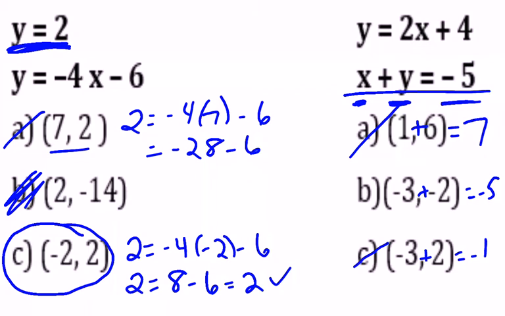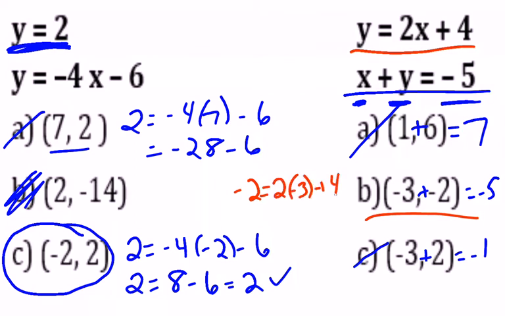And we're just going to double check B in the first equation. So I'm going to plug that in right here. So negative 2 equals 2 times negative 3 plus 4. Negative 2 equals negative 6 plus 4. And is negative 6 plus 4 negative 2? Yes, so we were correct that B is going to be my answer. Great job.